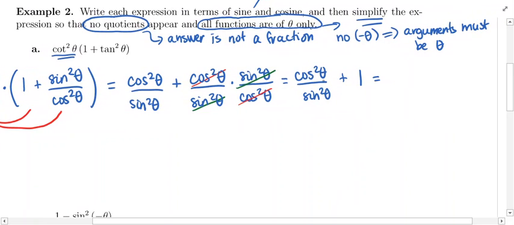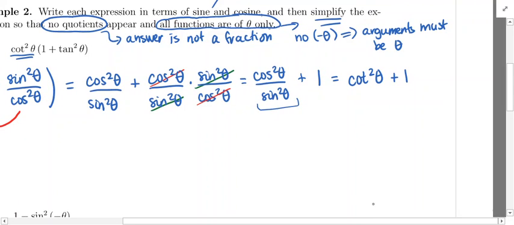We've got to get rid of the quotient, which is a fraction. So we don't like this guy right here, but cosine squared theta over sine squared theta, you can change that back over to cotangent squared theta. So we get cotangent squared theta plus 1, and that is a Pythagorean identity. The cotangent squared theta plus 1, that is the same thing as cosecant squared of theta. Okay, this is your answer. Okay, it fits the bill of how the answer is wanted.